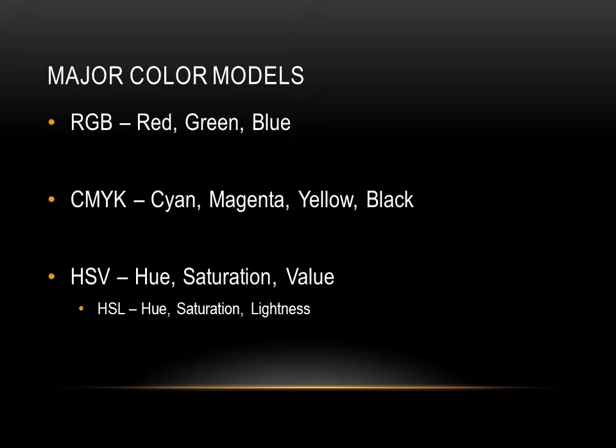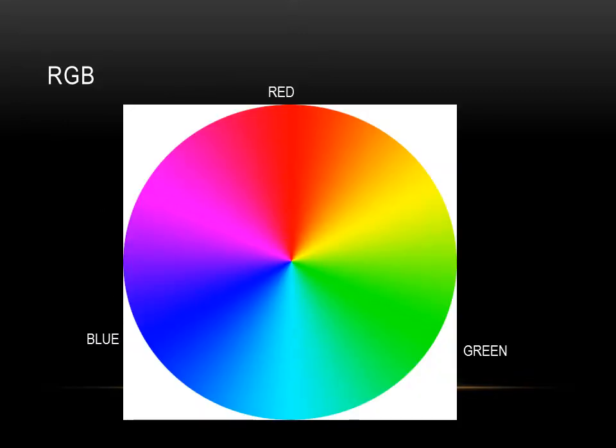Hue, saturation, value is the easiest way for people to think about it. So when we do design work, we do hue, saturation, value, or there's a variation called hue, saturation, lightness. That's what we're going to do in color models. So let's start at the beginning with red, green, blue, and it's easiest to start with the color wheel.